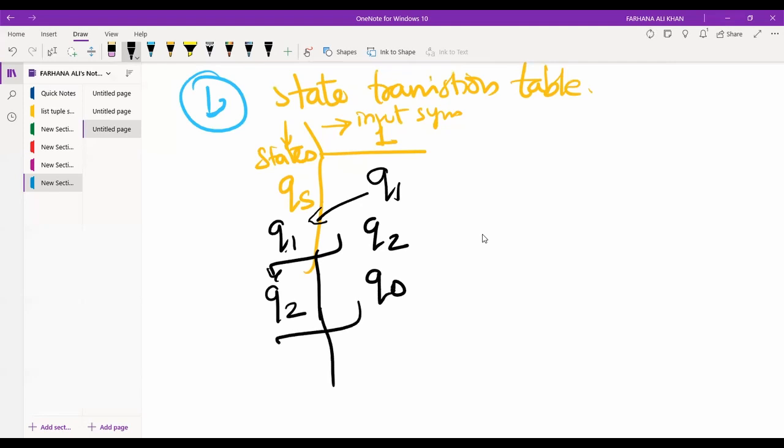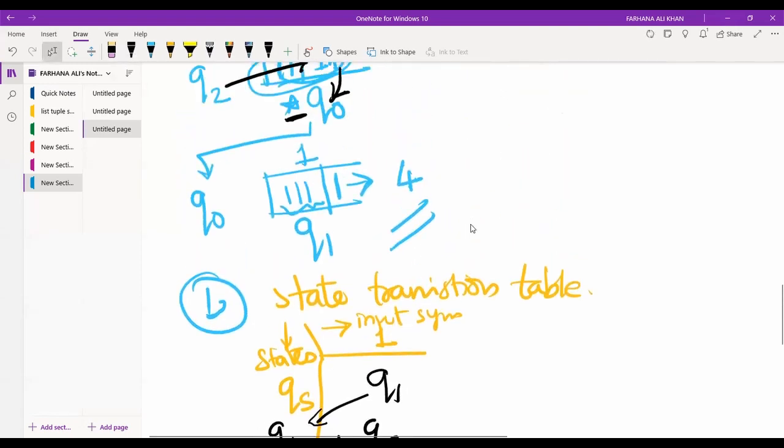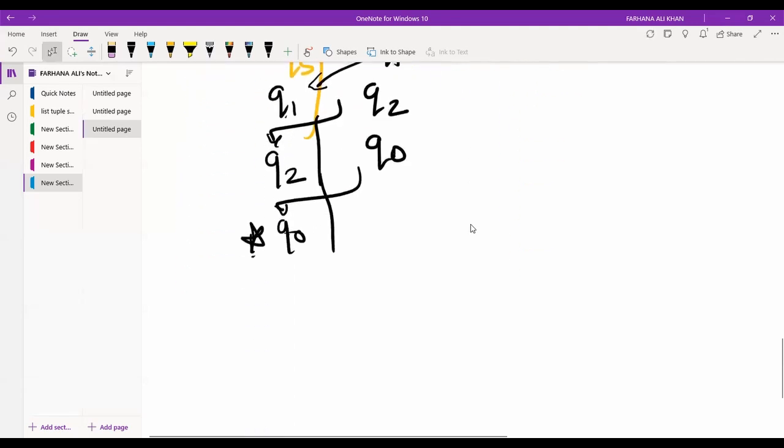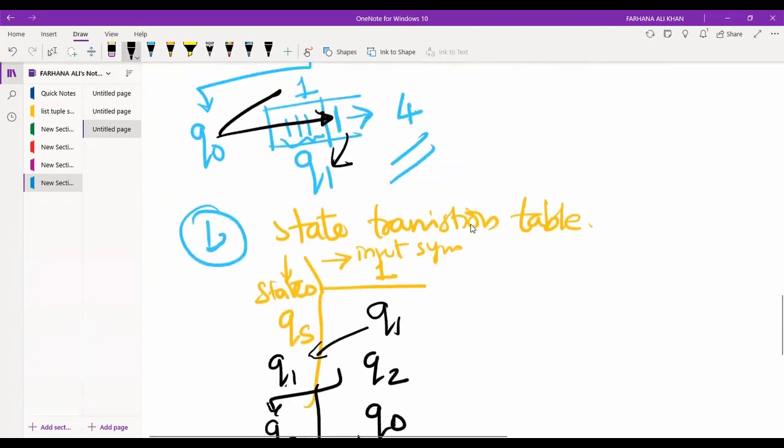So this will now become Q0, and here we have to mark the indication of the final state, that is the star. You have to put a star in front of Q0, which is the final state. Now Q0 on 1, where is it going? Q0 on 1 is going to Q1. So we have considered all the states which are present in your TCS method.